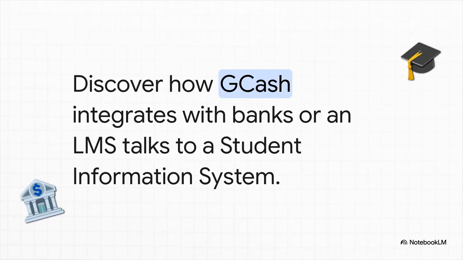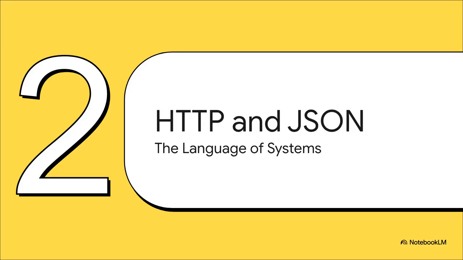To make this abstract idea a bit more concrete, think about the real-world examples you'll be dissecting early in the course. Imagine how an app like GCash integrates with totally separate traditional banking systems, or consider how your university's LMS somehow talks to the student information system to instantly sync your grades. These are massive, complex systems acting like best friends entirely thanks to the client-server model. Moving right along to part 2, the language, HTTP and JSON.